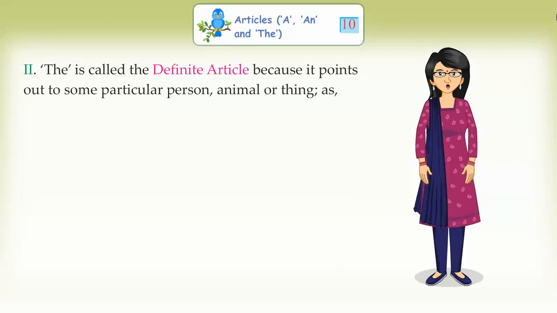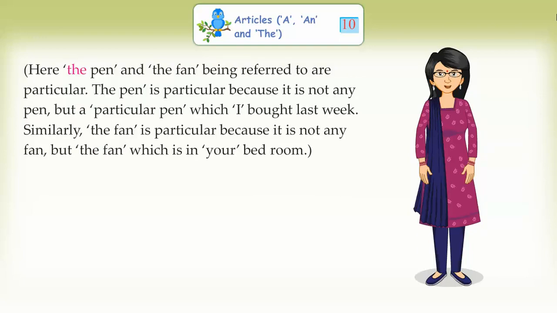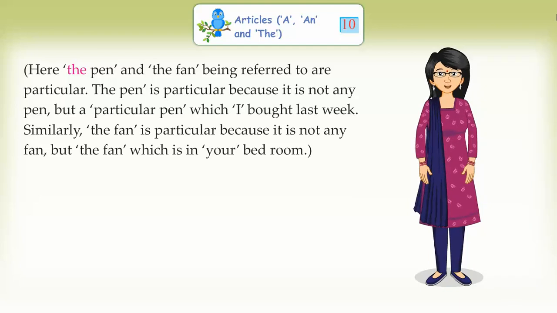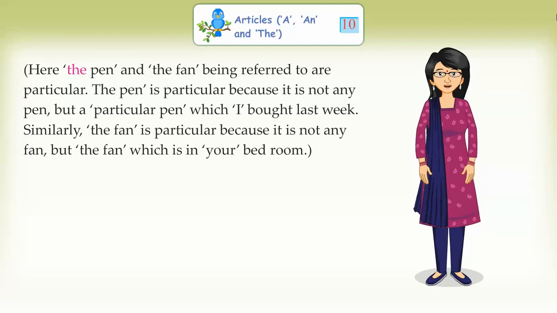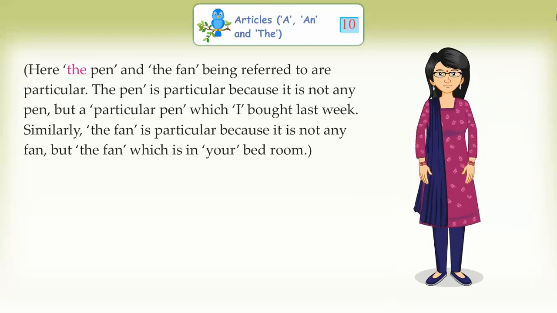The is called the definite article because it points out some particular person, animal or thing, as in: I lost the pen I bought last week. Switch on the fan in your bedroom. Here, the pen and the fan being referred to are particular. The pen is particular because it is not any pen but a particular pen which I bought last week. Similarly, the fan is particular because it is not any fan but the fan which is in your bedroom.